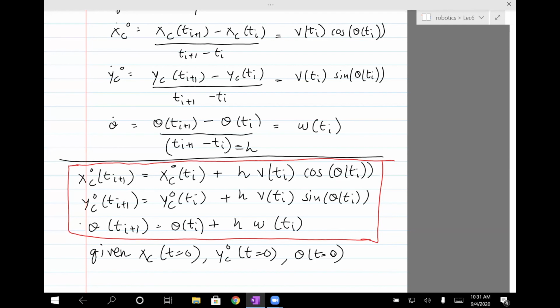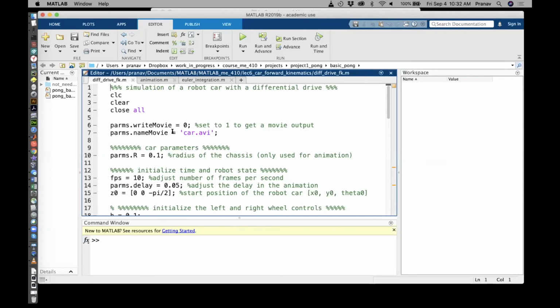And then once we get the position of point C, it's fairly easy to draw the animation of the car, because every point on the car is at a fixed distance from point C. So what I'm going to do next is show you a simulation and then animation of how to simulate a car in MATLAB. This is basically doing the forward kinematics problem. Okay, so let me run the program first.